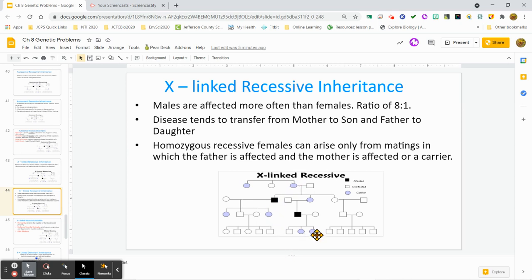And you'll notice here that you have two sons that are affected. So again, males are more affected than females. The females a lot of times will be carriers and they can have affected sons, but the sons generally are more affected because they only have one X and therefore they only need one. If that allele is recessive, that gets expressed.